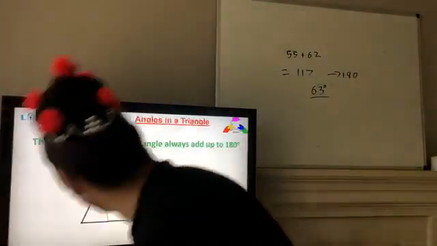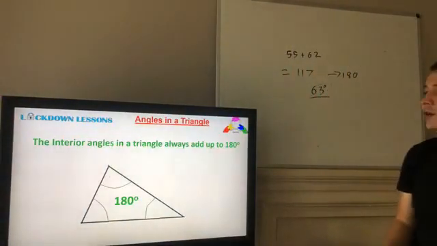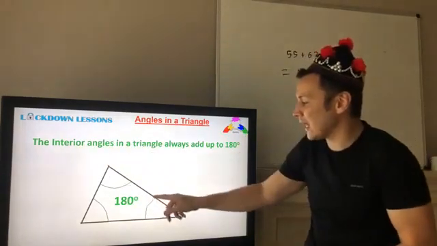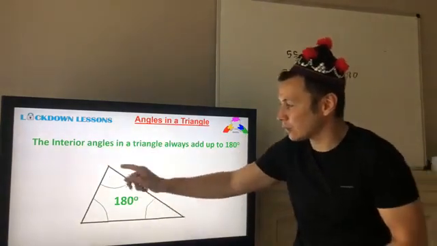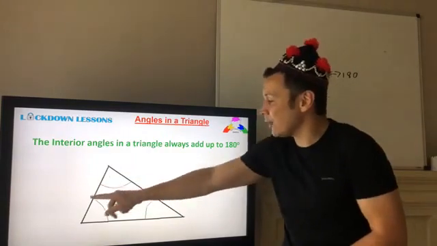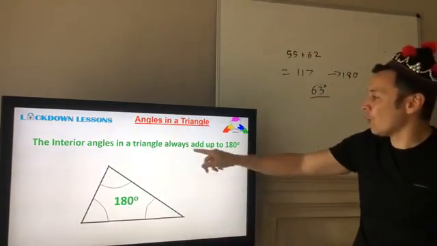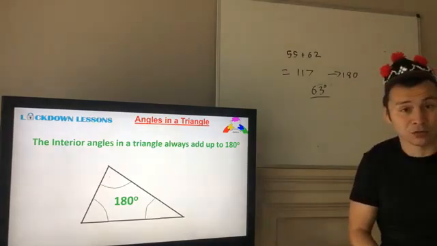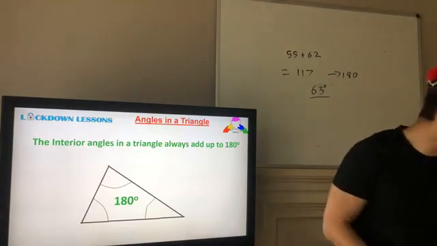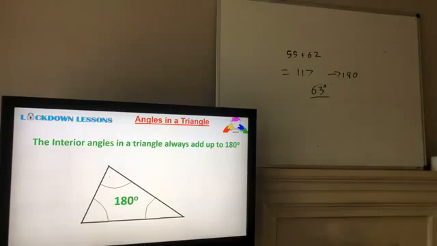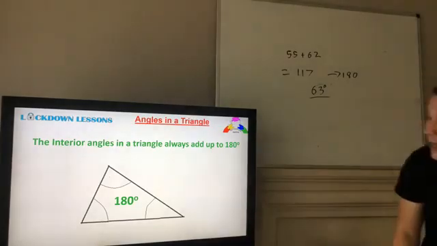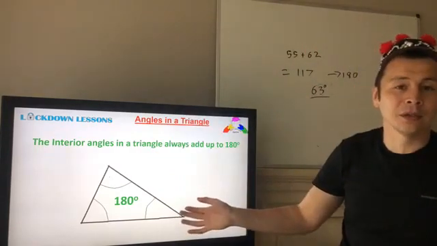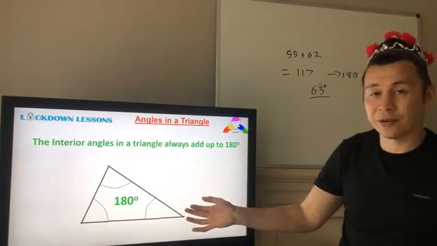We're going to look at one more rule today, which is angles in a triangle. The interior angles, that means the angles on the inside, because there's angles on the outside as well, aren't there? The interior angles of a triangle always add up to 180. Another really important rule. I'll show you why that is in a bit actually, but 180 degrees in every single triangle, which is quite handy really.